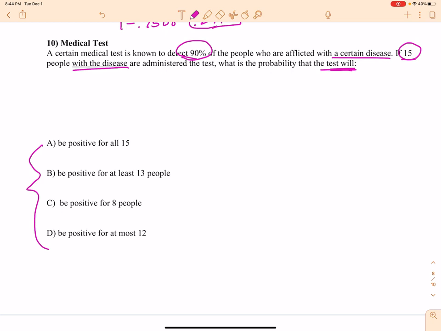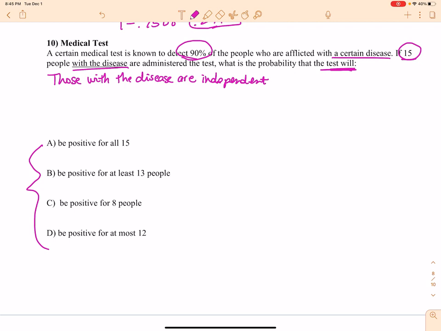So the first thing I'm going to do is write that these individuals with the disease are independent of one another. You could write people with the disease are independent, something like that. The next thing I'm going to write about is my categories. Are there two categories? Well, yes, people are either going to test positive or not for the disease.